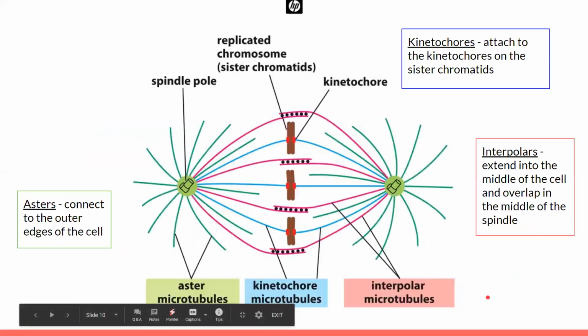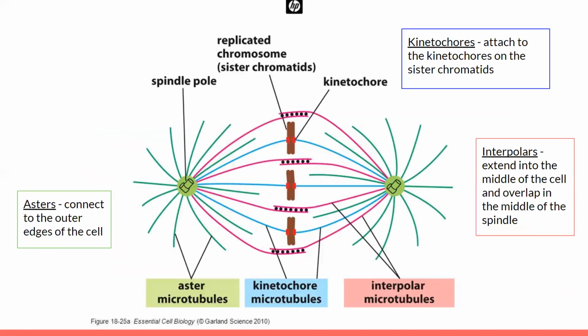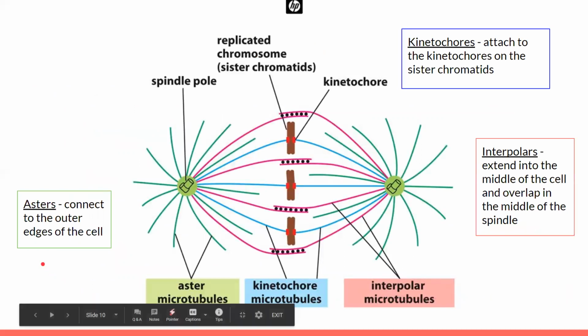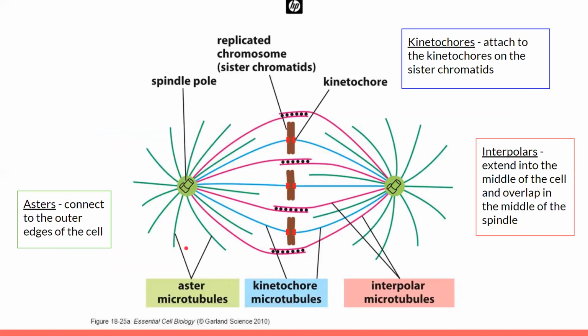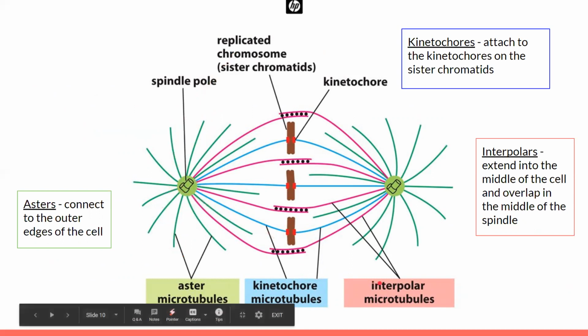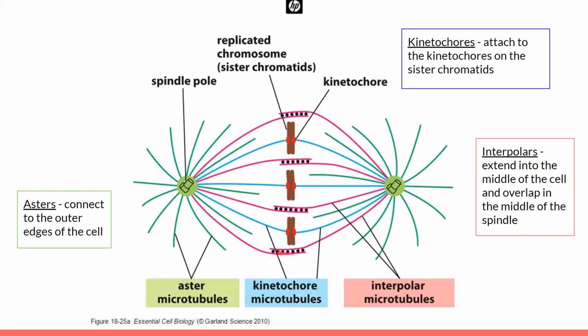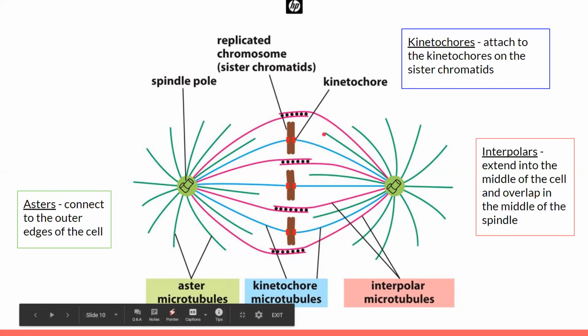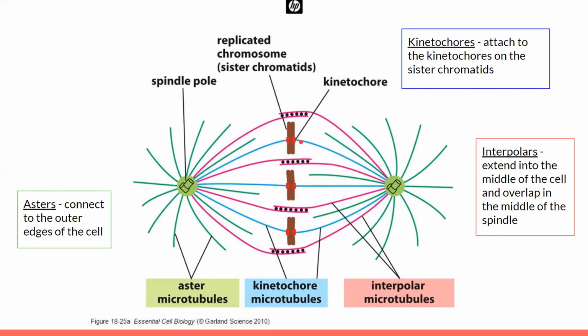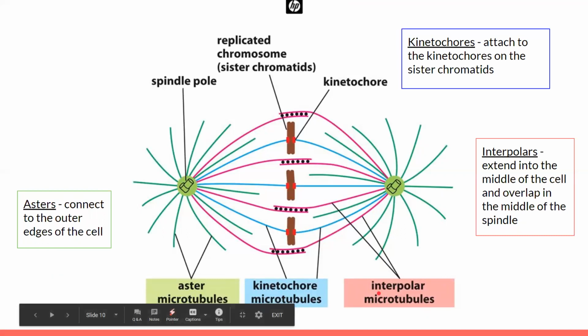But the main thing to know here for spindle assembly is that the kinetochores are the binding spot for kinetochore microtubules. And then this is the diagram we showed of different types of microtubules. The aster microtubules on the outer edges of the cell connect to an area near the cell membrane, not the cell membrane, but near it. That's these green ones, they come out of the centrioles. Your interpolar microtubules are these pink ones here. They overlap near the center, which we'll talk about in a little bit. And then you have your kinetochore microtubules, which are these blue ones that attach to the kinetochores of the sister chromatids. So that's basically the three types of microtubules you should know.